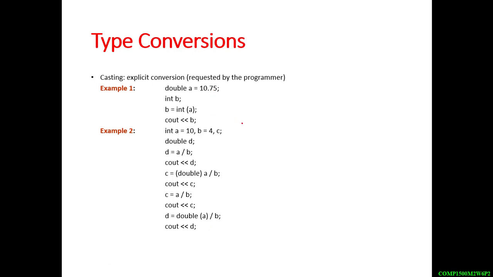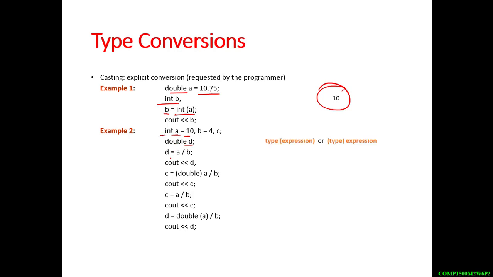Another example over here. A is equal to 10.75 and a is a double. Integer b, b is equal to the integer of a. What is the integer of 10.75? It is 10 over here. So a is equal to 10, b is equal to 4. All of these are integers. D is the only double.